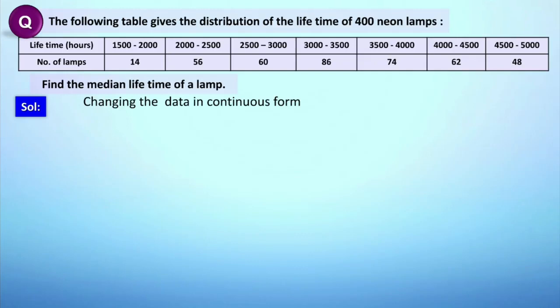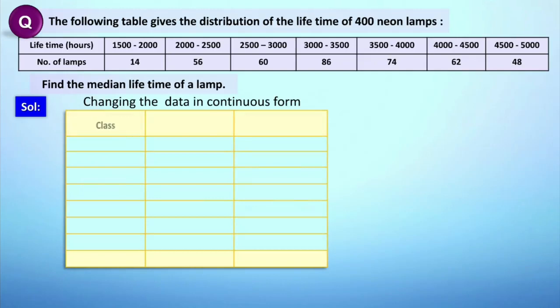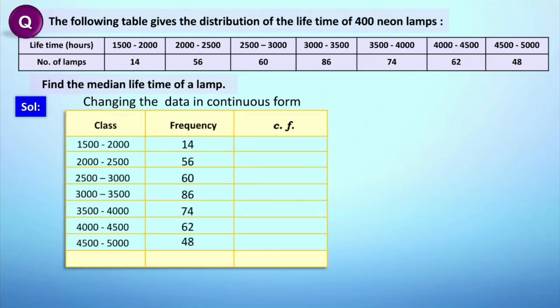We will prepare a table having 3 columns stating class, frequency and cumulative frequency. As we can see, lifetime is considered as class interval and number of bulbs are considered as frequency. If you remember, CF in the median formula was the cumulative frequency of less than type, and we know that for calculating cumulative frequency of less than type, we start from the top of the frequency column.